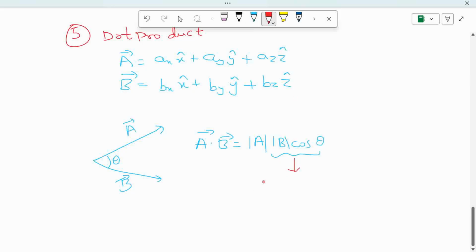Basically, this means magnitude of b along a bar direction. Magnitude of vector b bar along a bar direction. So product of these two implies the dot product.